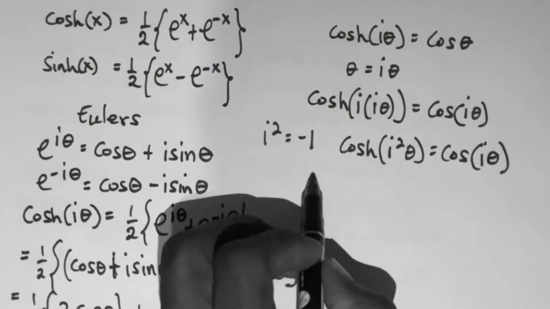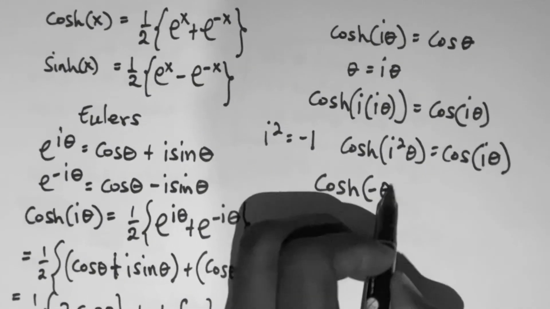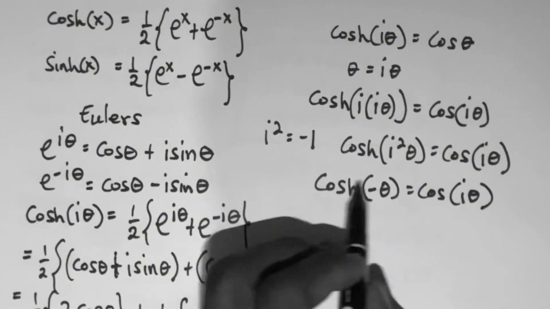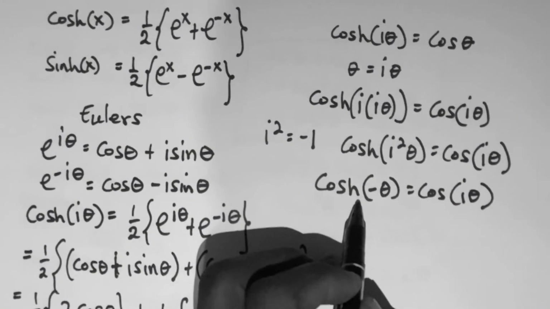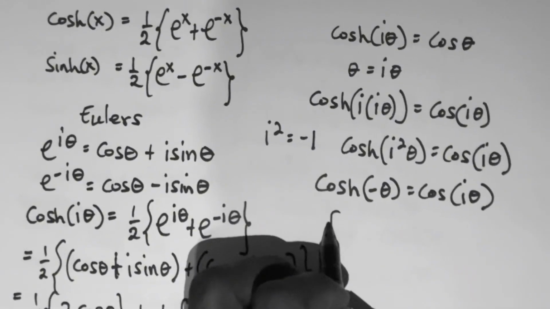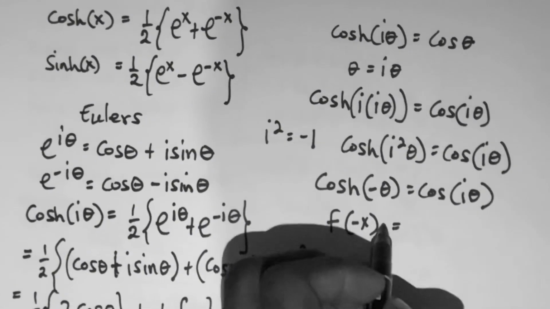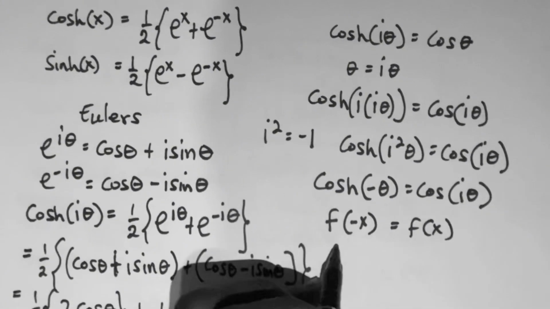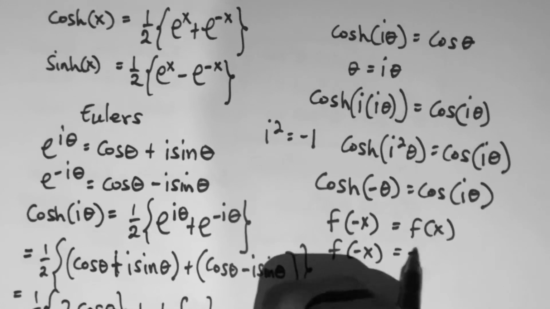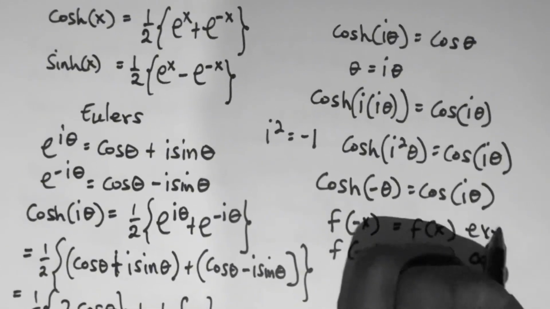So now, this is equal to cos minus theta equals cos i theta. Now, the cos function is an even function. If we say a function is an even function, what does it mean? It means that if you find f of minus x, it is equal to f of x. And if a function is odd, then f of minus x is equal to minus f of x. So this is an odd function and this is an even function.